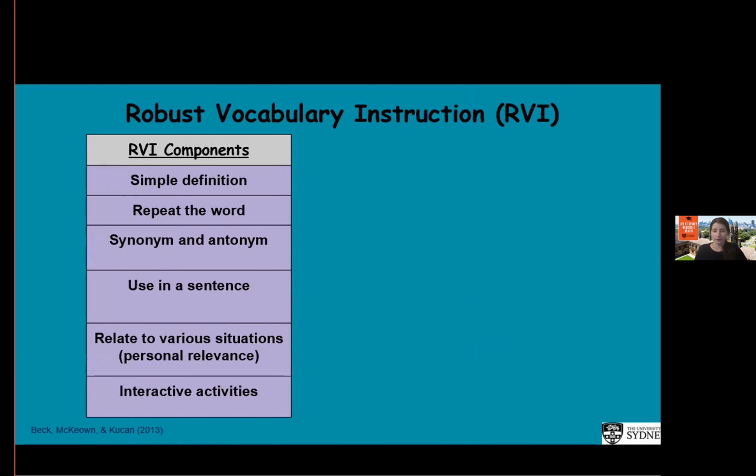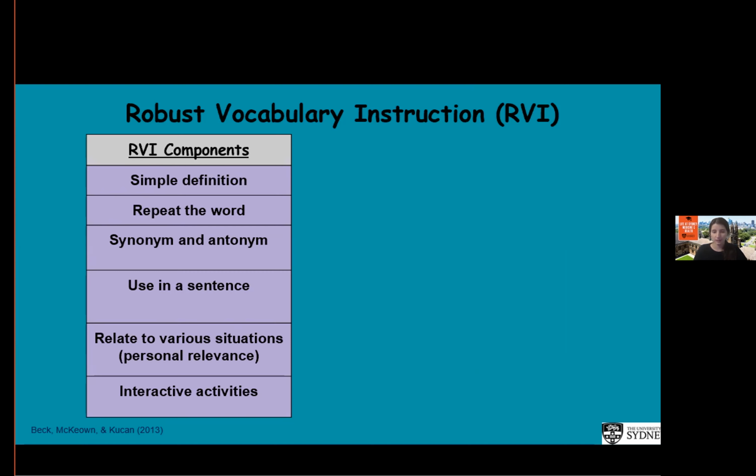It's been found that robust vocabulary instruction, or RVI, is a very effective method of teaching vocabulary. RVI involves explicitly teaching the meaning of vocabulary words and using interactive methods to get students thinking and engaging with the words. It aims to help children have a deep and robust understanding of the meaning of words, rather than just rote learning word definitions.